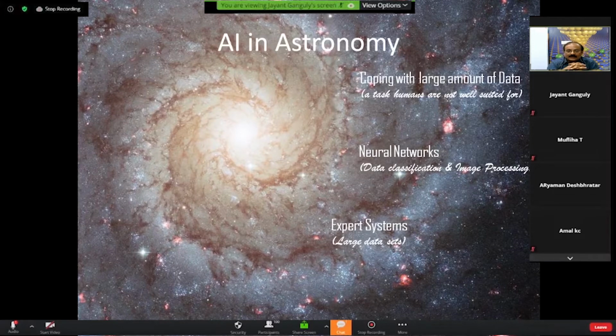And so actually there are different mechanisms like neural networks, which are used for data classification and image processing, and we have different expert systems which are used for large data sets. All these AI aspects are used to aid astronomers and scientists to understand objects, as we are flooded with a lot of data.